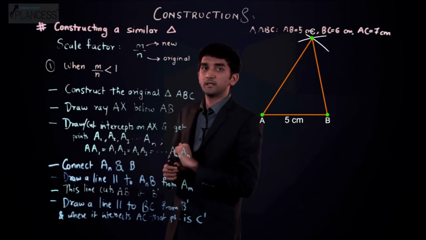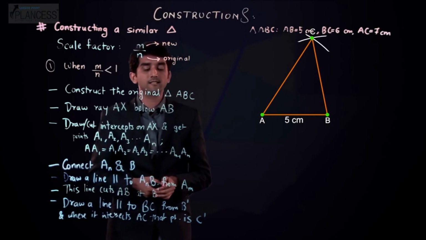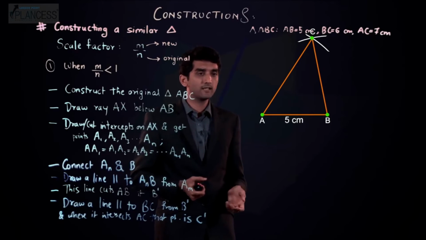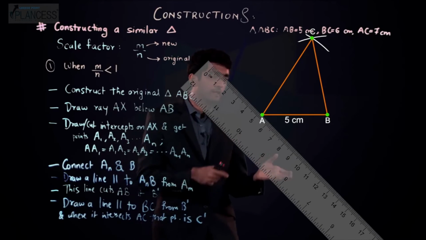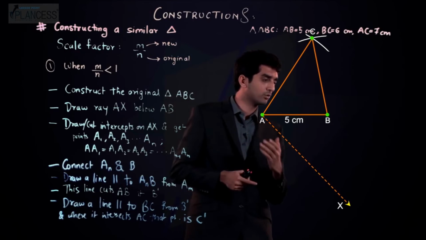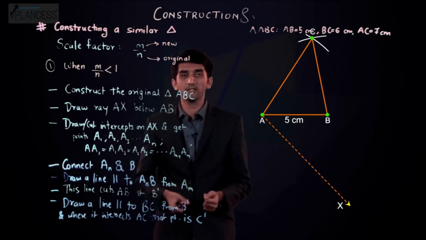The second step is draw ray AX below AB. So that is simple enough to understand. Any acute angle, it doesn't matter. So we take a ruler, keep one point here at A, and draw a ray AX. So we have a ray AX in front of us.